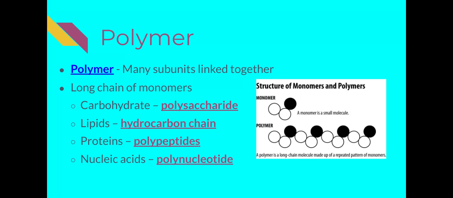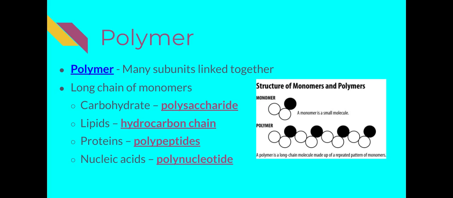Polymers. A polymer is many subunits linked together. Poly means many, and basically a polymer is a bunch of monomers that are stringed together, or long chains of monomers. For carbohydrates, that's a polysaccharide, again, many carb. Lipids, those fatty acids will actually join into hydrocarbon chains. So a hydrocarbon chain is the backbone of a lipid, but they're going to have some other things with them. Again, not a true polymer, but we're just using that term for now.